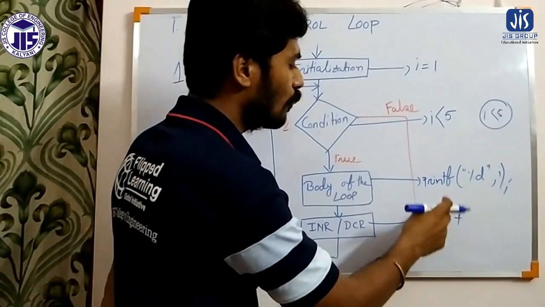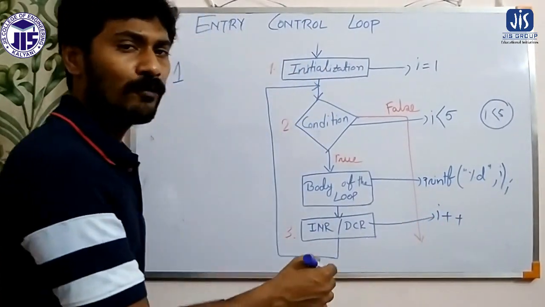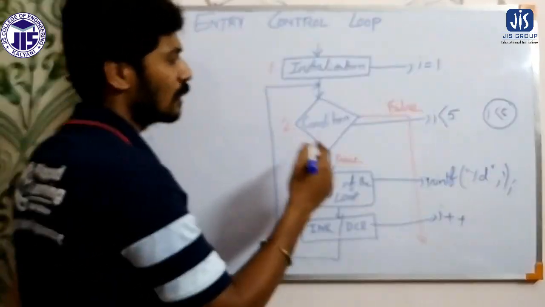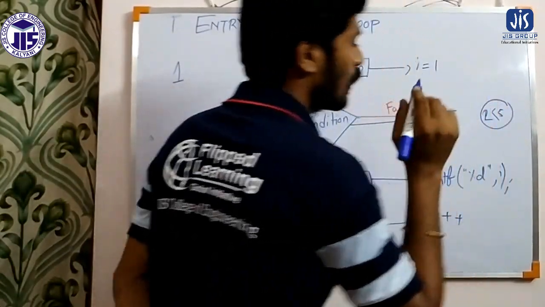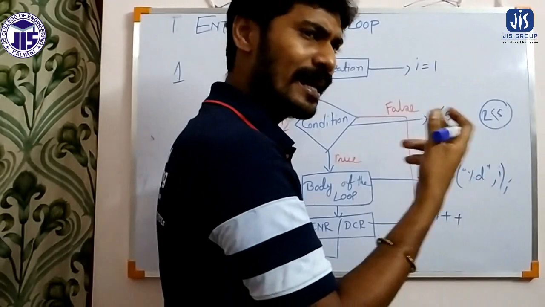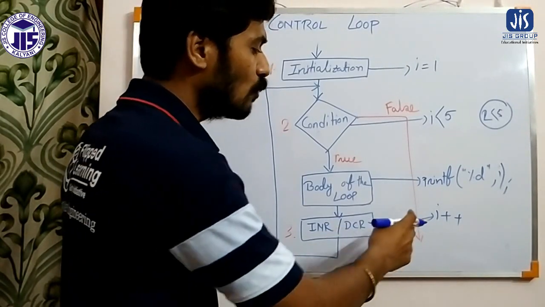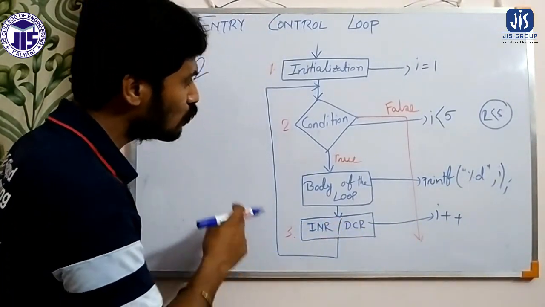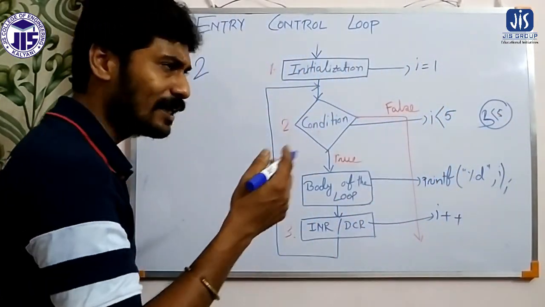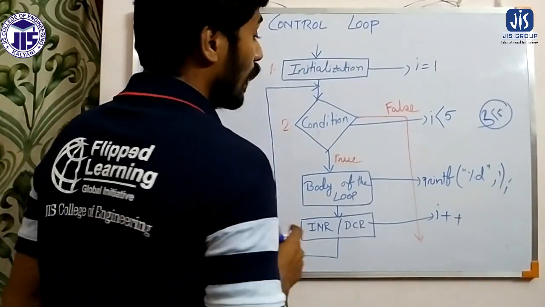Okay. Then the value of I will be increased, that is 2 now, and again it will come to the condition. This time the condition is 2 less than 5, because the value of I has increased. It is true, so it will print the value of I, which is 2 now. Then the value of I will be 3. For I equals 3, again the condition is 3 less than 5, true, so it will print 3. Then the value of I will be 4. Okay. Then the value of I will be 5.